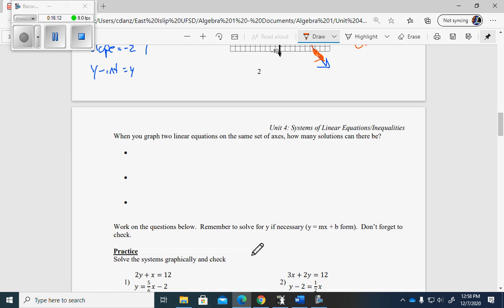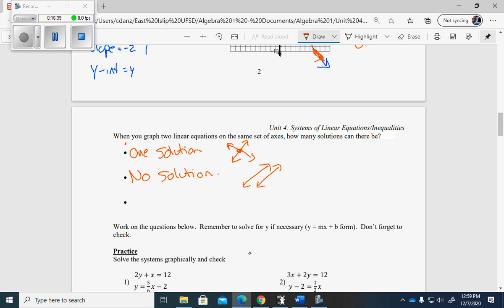So we just have a summary here. When you graph two linear equations on the same set of axes, how many solutions can there be? Well, there can be one solution. And let's draw a picture of what it looks like. Right there. There can be no solution. And let's draw a picture of what that looks like. And then there can be an infinite number of solutions.